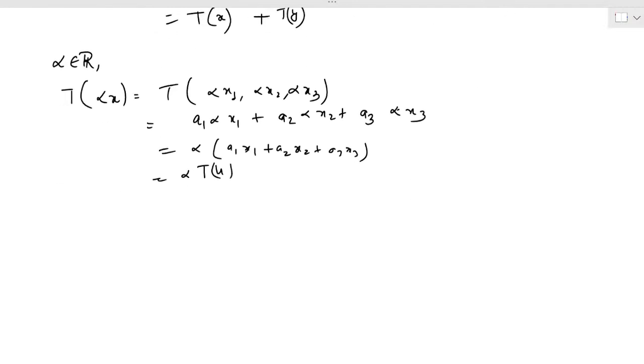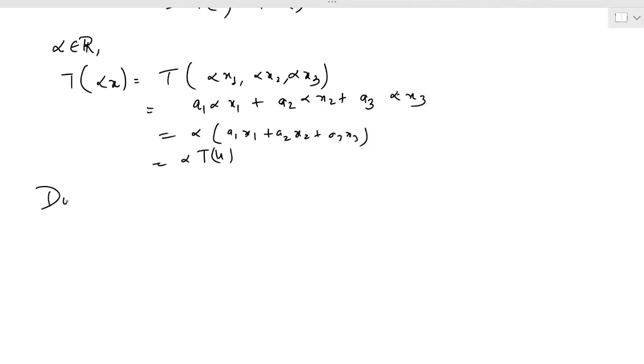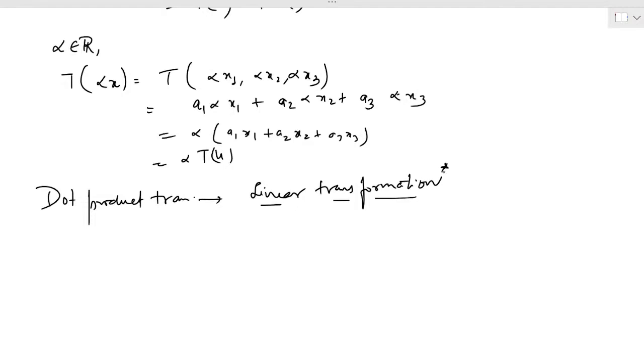So you can say that this transformation, which is represented by the dot product, is linear. It is indeed a linear transformation. I hope it is clear.